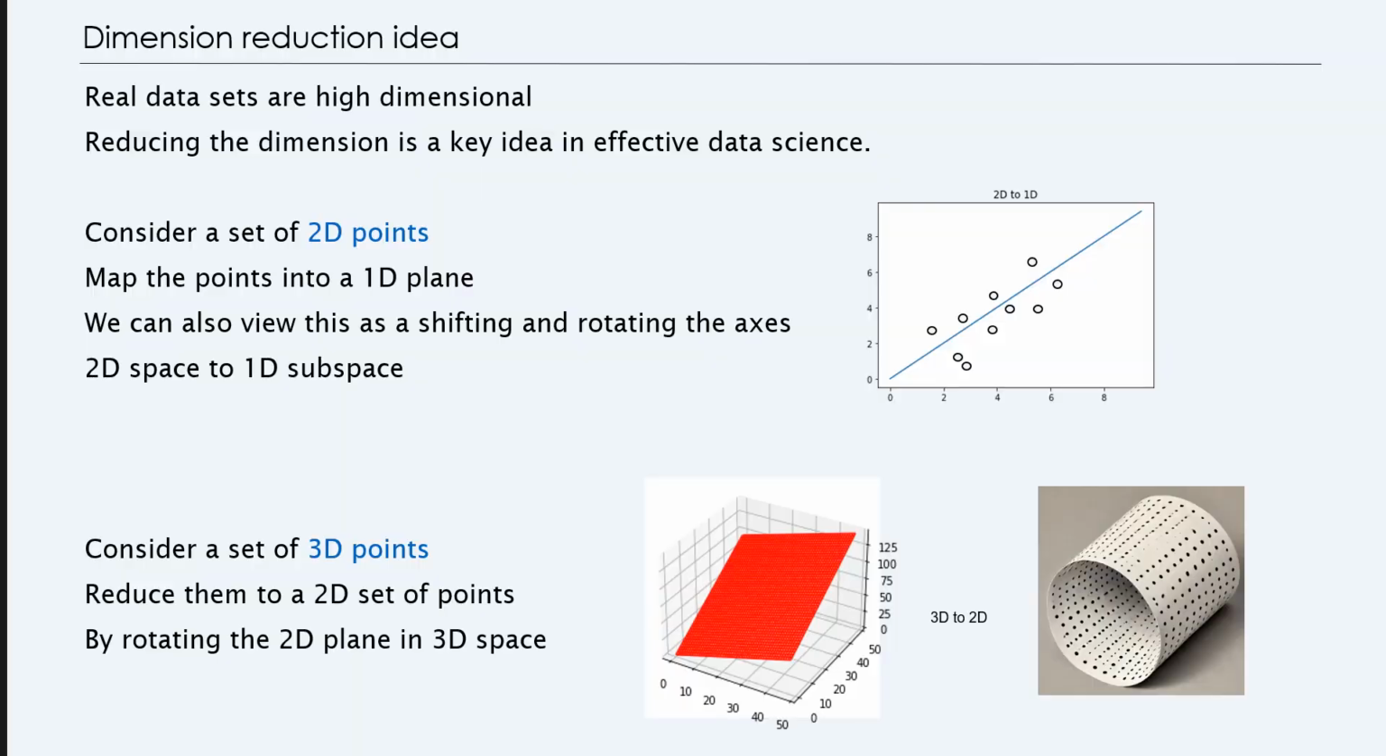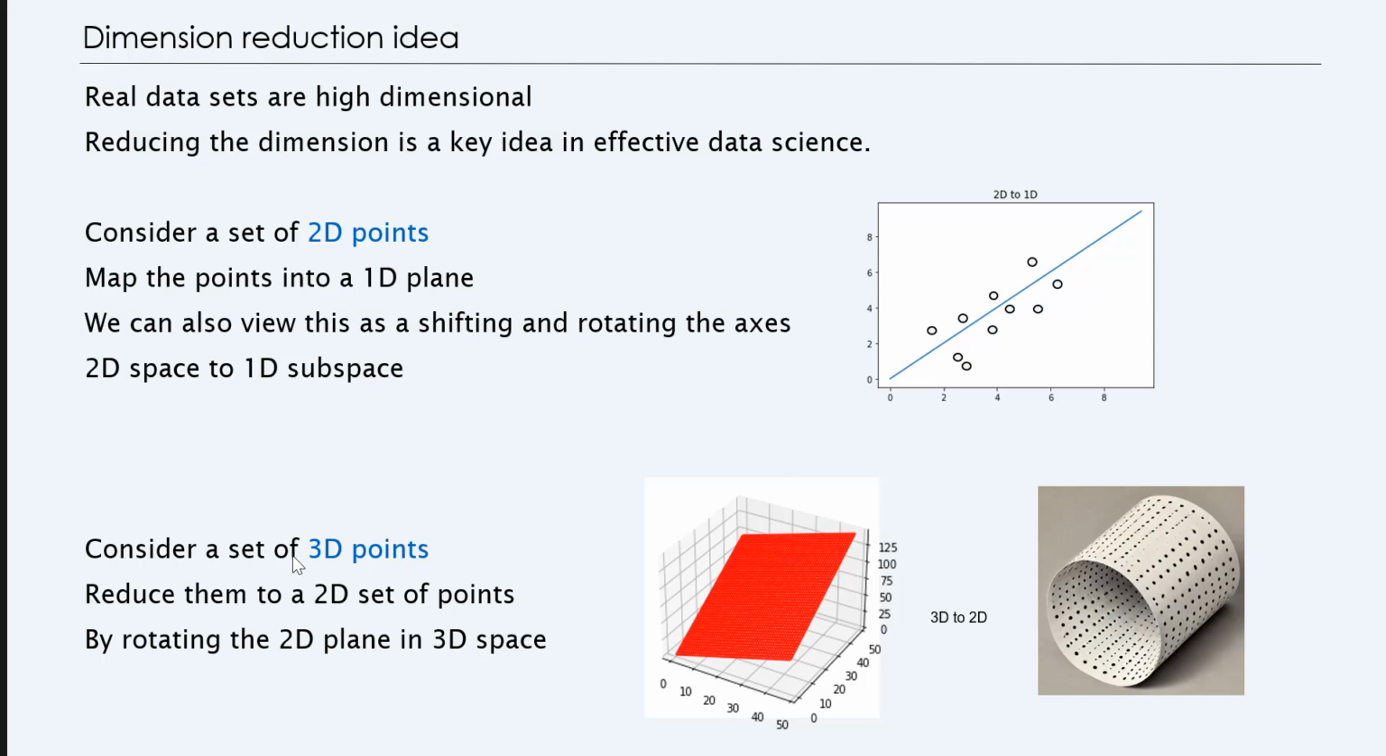So let's imagine a 2D set of points. It's possible that we might rotate the main axis, or the principal axis, this way to make them all project into 1D points. So essentially these 2D points are really a set of 1D points if you can reduce the dimension from 2D to 1D.